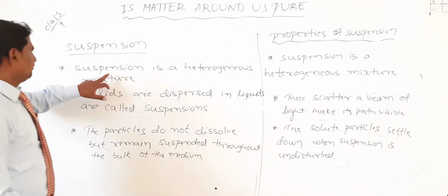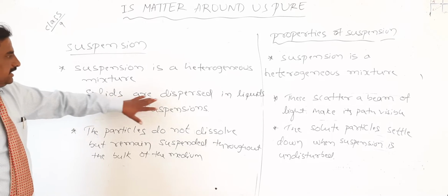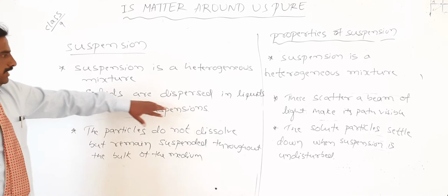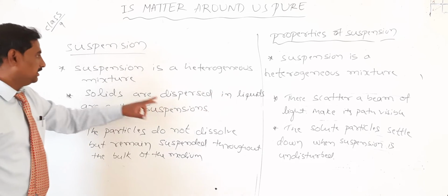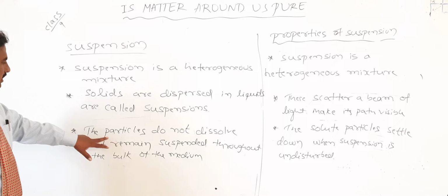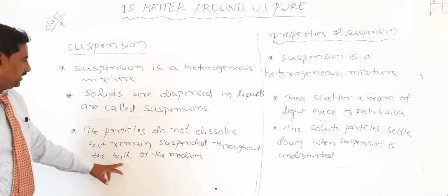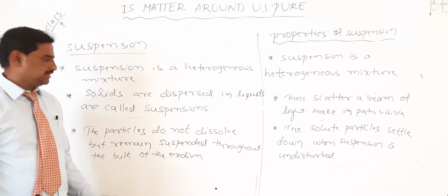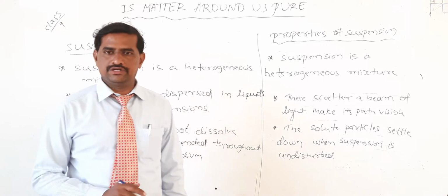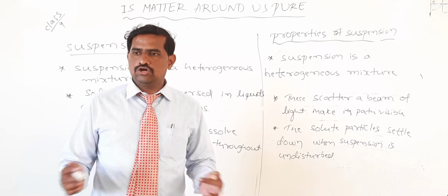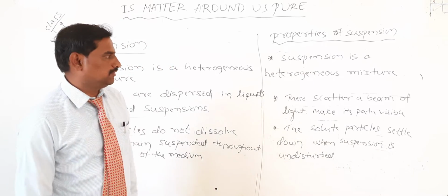So here suspension is a heterogeneous mixture, and solids are dispersed in liquids. Dispersed usually means we can see them. They are not mixing completely in liquids. That is called a suspension. The particles do not dissolve but remain suspended throughout the bulk medium. They will not dissolve completely. If they dissolved completely, it would become what? A solution. But the particles do not dissolve completely, and they settle at the bottom of the tank, at the bottom of the glass.